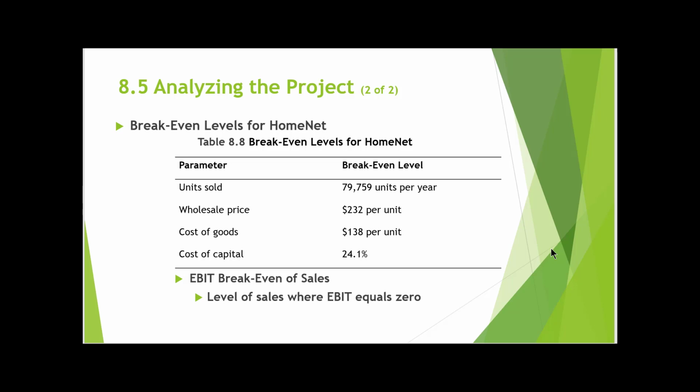So we take those numbers and we say, well, look, in our analysis, are these numbers possible? Is it possible for us to sell 79,759 units? If it's not possible, then maybe we ought to not do the project. On the other hand, every unit that we sell above this is going to provide profit to the firm. Likewise with the wholesale price. If we can sell it for more than $232, that adds value to the net present value, which adds value and wealth to the company.